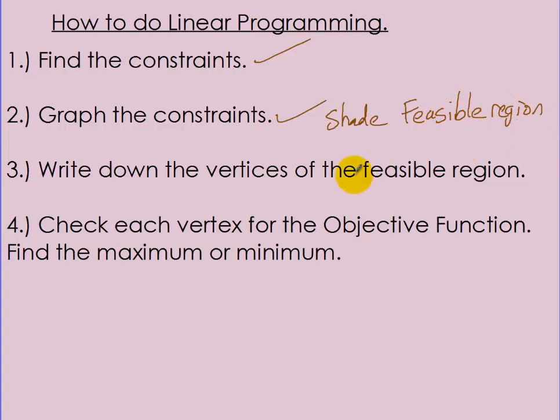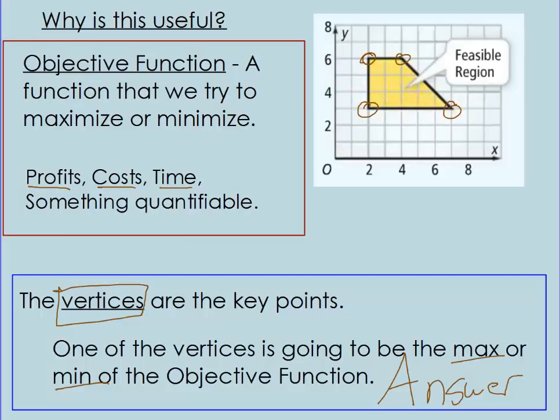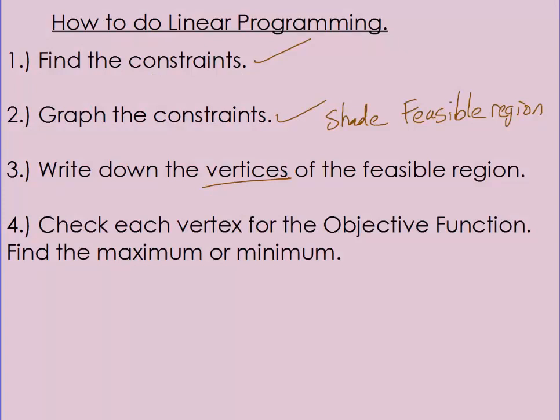After you shade that feasible region, you want to write down the vertices of the feasible region. So you want to circle those or indicate all your vertices. Like in that last example, I had 4 different vertices here. So you want to write those down. And then your last step is check each vertex for the objective function and find the minimum or maximum.